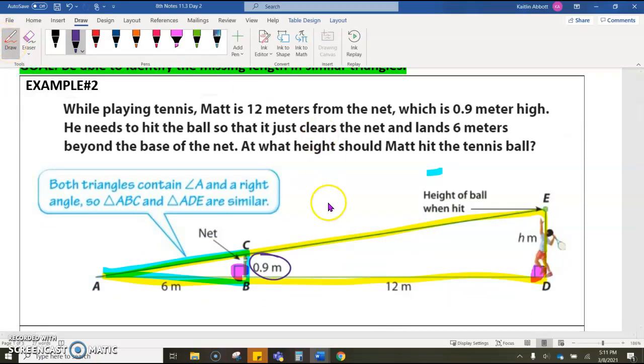So I'm going to take the small triangle height, so 0.9, and put it over the small triangle length, which is 6. Now I'm going to set it equal to the big triangle. So I'm going to take the big triangle height, which we don't know, so it's M in this problem, over the big triangle's length. Now I don't want you to be fooled. How many of you are going to tell me it's 12? I bet most of you are going to tell me the length of the big triangle is 12.